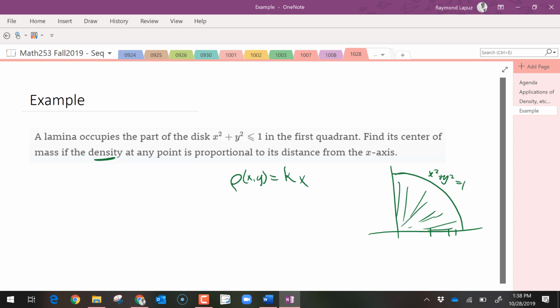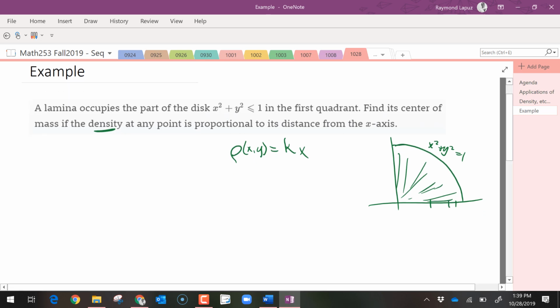An interesting problem is to try to figure out what the center of mass is if this is totally constant, but we have a density along the x, so there's no density along the y. So it looks like we need to find some stuff to find the center of mass. So we need to find the mass. So mass is equal to the double integral over the region, k times x, dA.